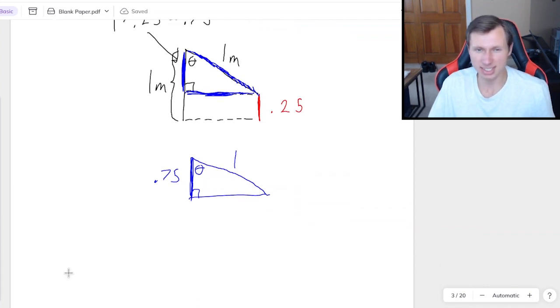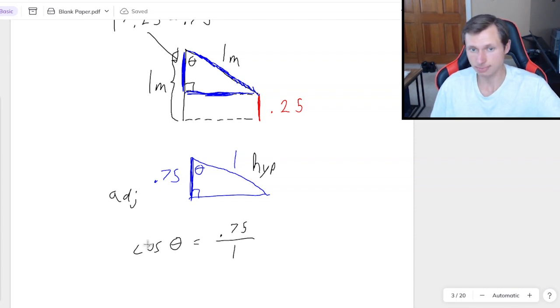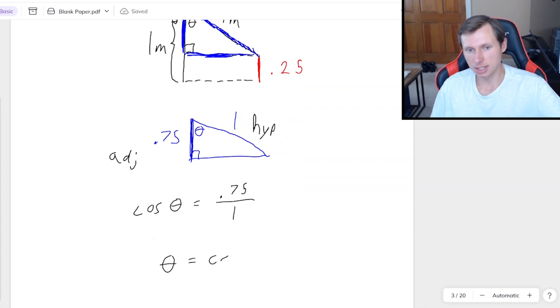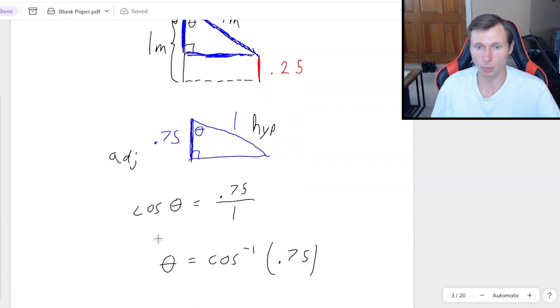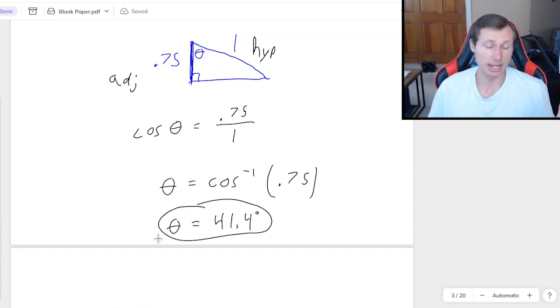Which trig function am I going to use? Sine, cosine, or tangent? Well, I have the hypotenuse, and 0.75 is the adjacent leg because it's touching theta. So it sounds like I'm going to be using cosine. Cosine is equal to adjacent over hypotenuse. And so if I want to solve for theta, it's going to be inverse cosine of 0.75 over 1, which is just 0.75. Make sure your calculator's in degrees, and I'll get a final answer of theta equals 41.4 degrees. That's how high it goes up.